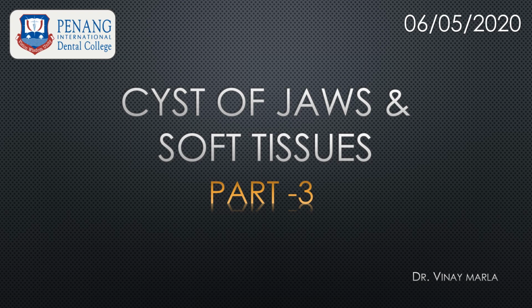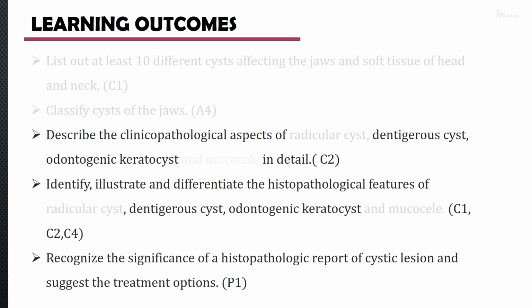Today we are going to have the final part of our topic, cysts of jaws and soft tissues. At the end of today's lecture, we will be able to describe the clinico-pathological aspects of dentigerous cyst and odontogenic keratocyst in detail. We will be able to identify, illustrate, and differentiate the pathological features of dentigerous cyst and odontogenic keratocyst. We will be able to recognize the significance of a histopathologic report of cystic lesion and suggest the treatment options.